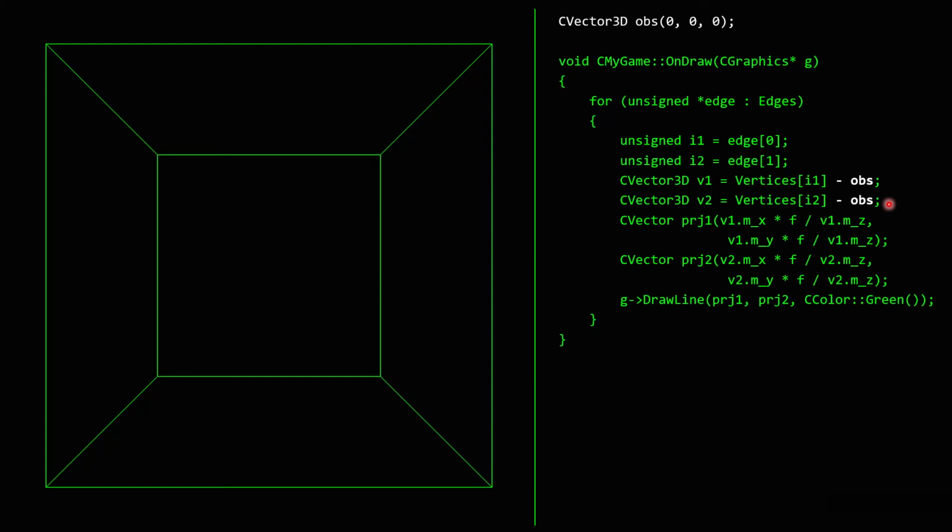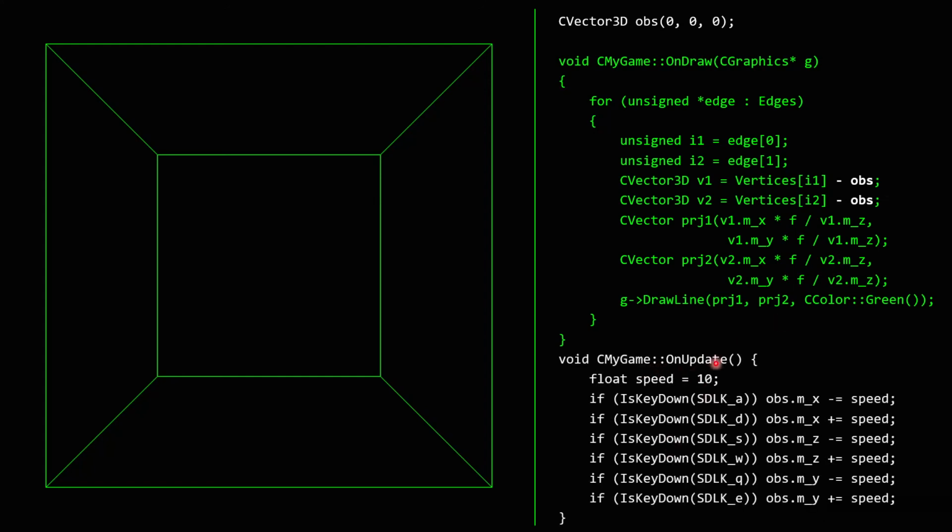And I will also use another standard function in the GFC library, the function called onUpdate, which is called quite often by the framework. And in this function we will check for the keyboard keys WASD and additionally Q and E. For example, when the A key is pressed, then the X coordinate of our observation point will be moved to the left by 10. 10 is the speed of this movement. D will move to the right, S will move backwards, W will move forwards, Q and E up and down.